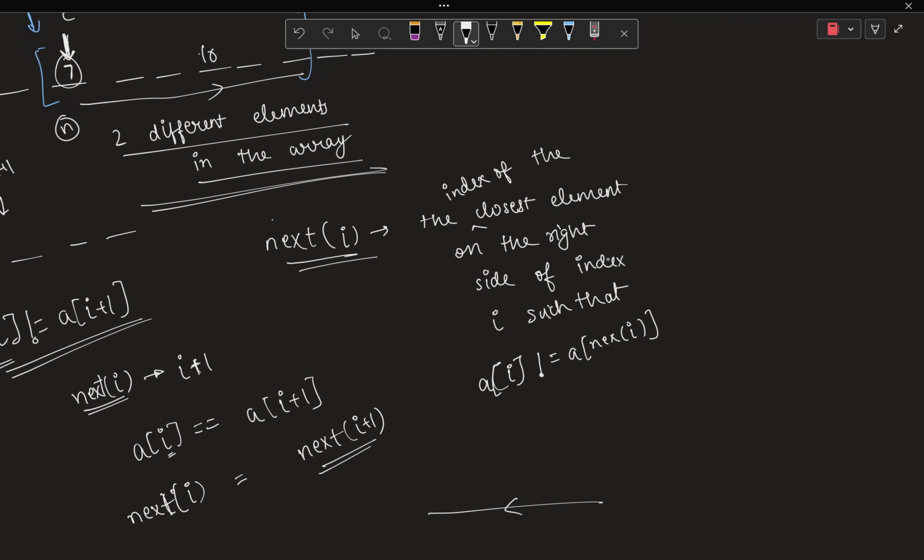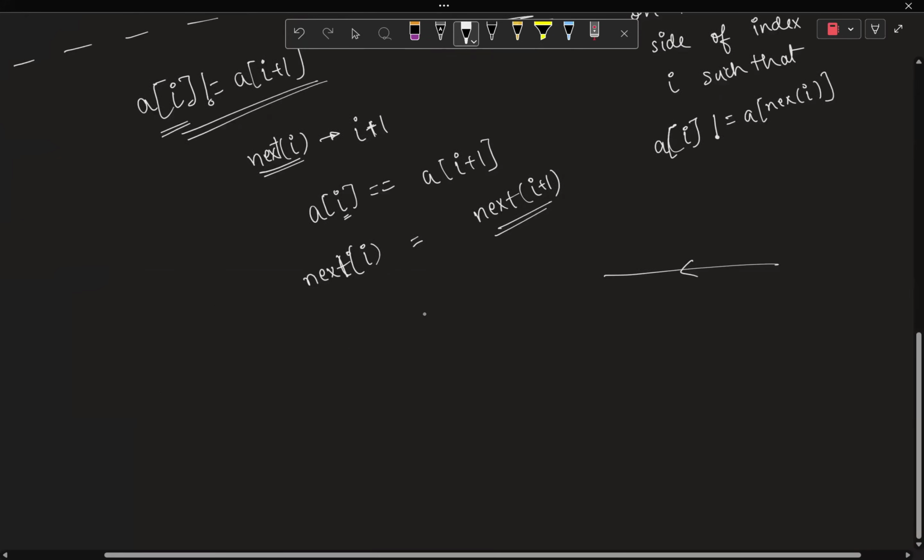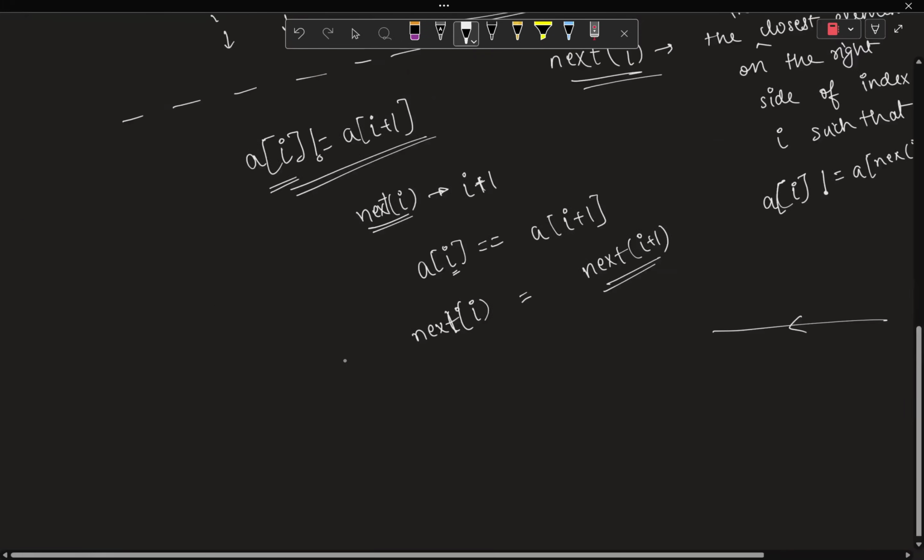Yes or no? Yep, Udit said the same thing. Udit said the correct thing here. Okay, so if this is understood, now the remaining part is very simple. It's very, very simple now.